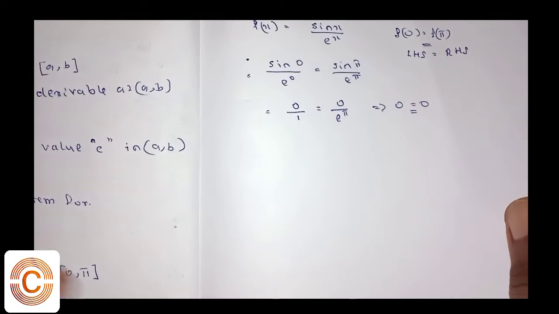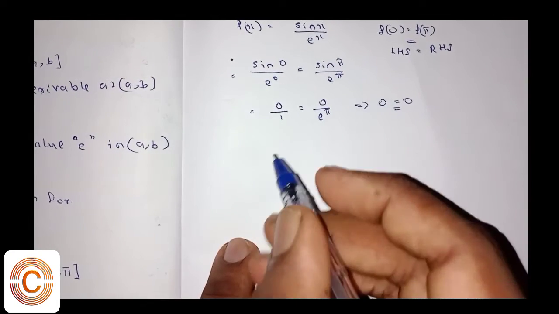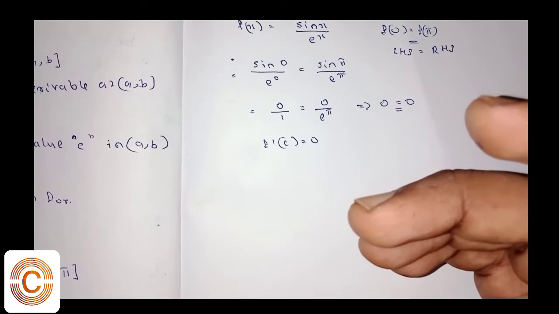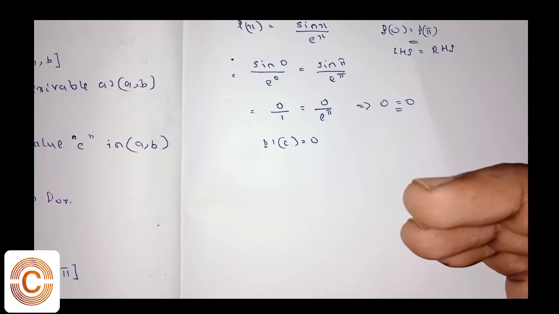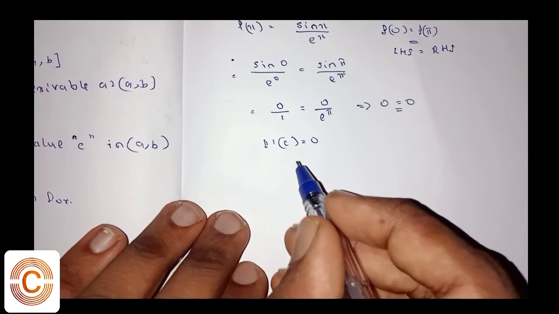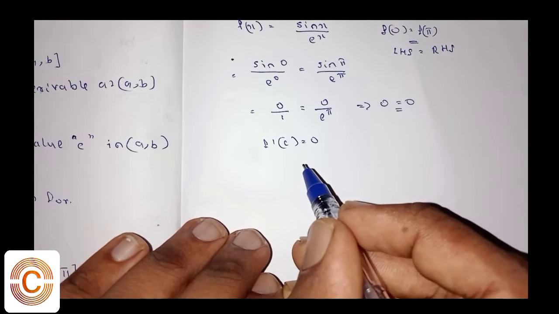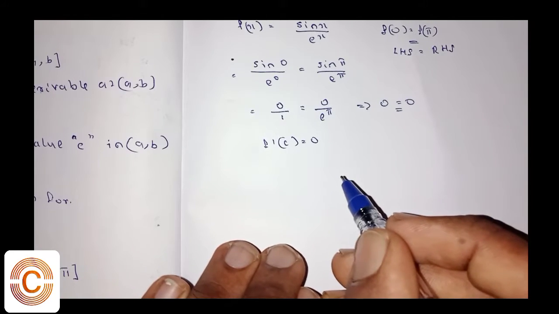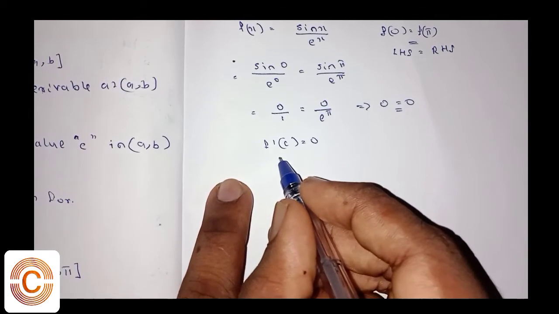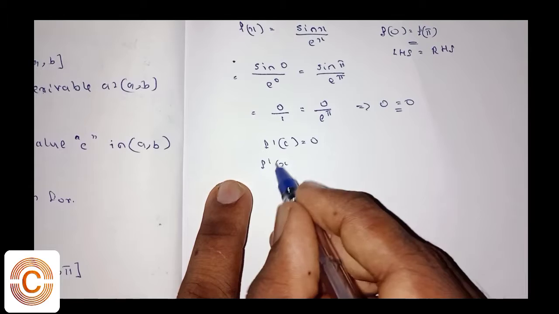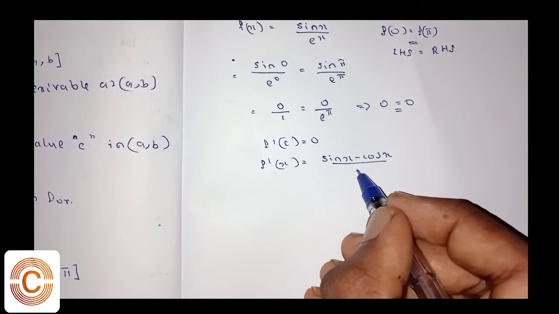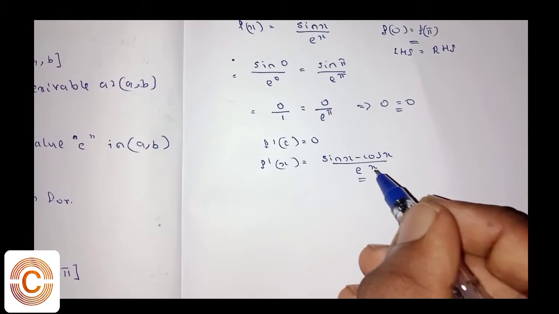Let's find the value of c from the derivative. Now we can say that f dash of c is equal to 0. So the three properties of Rolle's theorem are proved, and we can conclude that f dash of c is equal to 0. From here we can find the value of c which belongs to the given open interval 0 comma pi. We derived that f dash of x is equal to sin x minus cos x divided by e raised to x, which was proved in the second step.